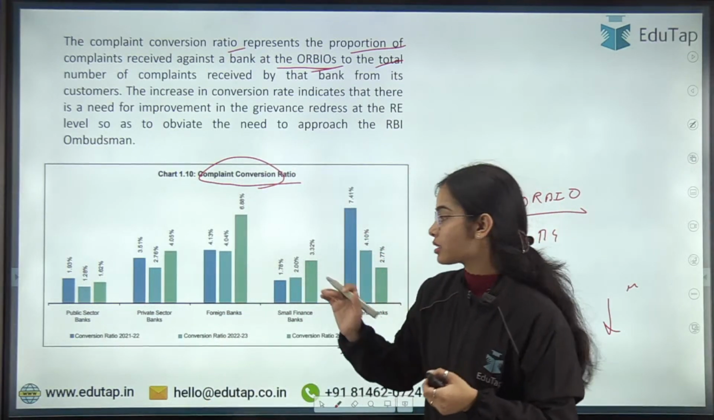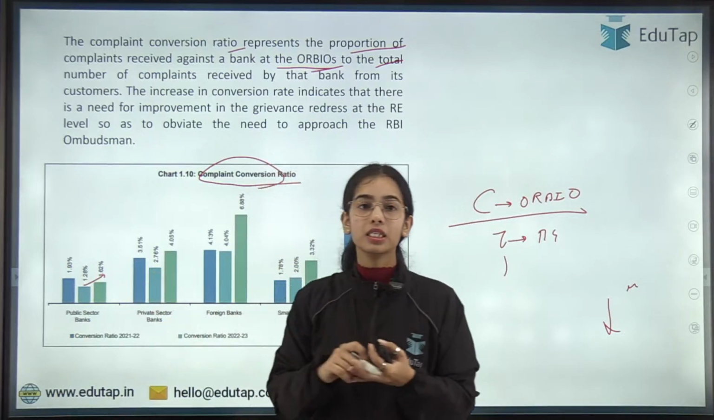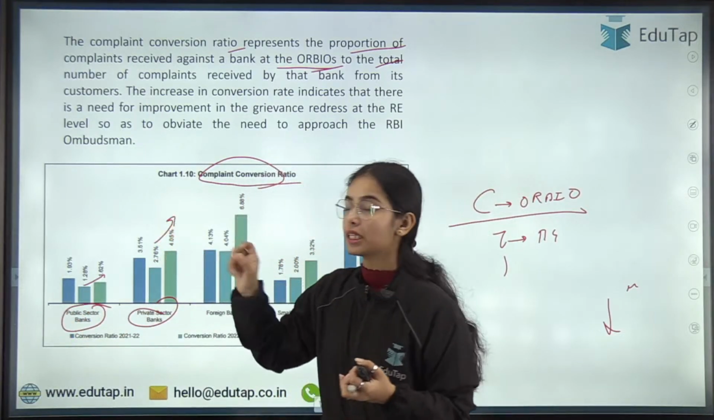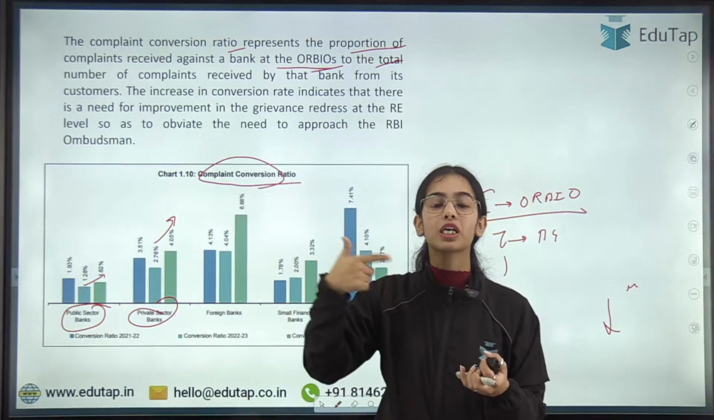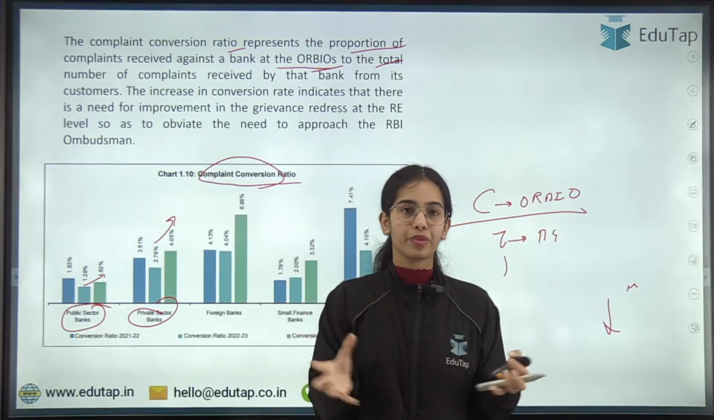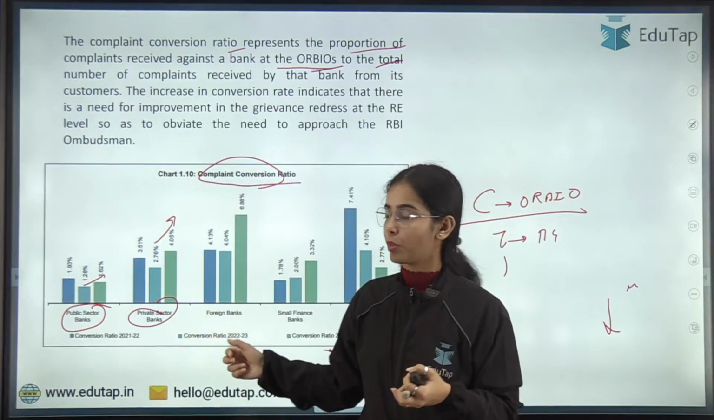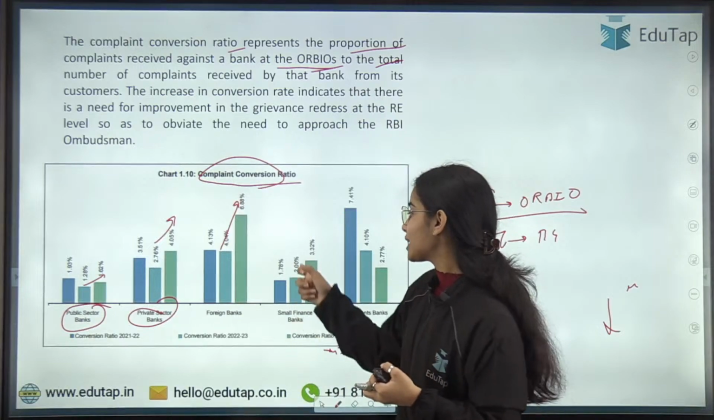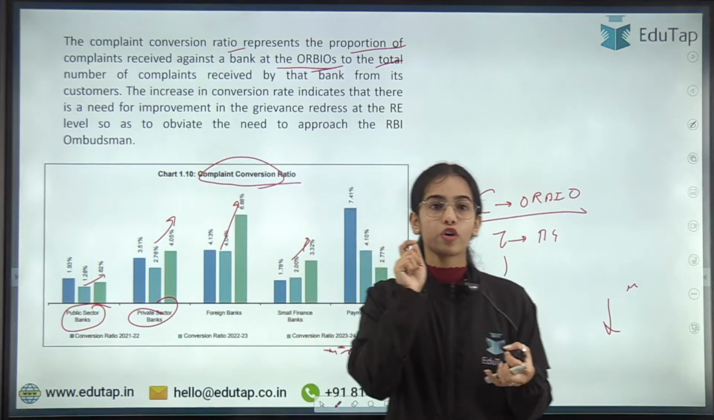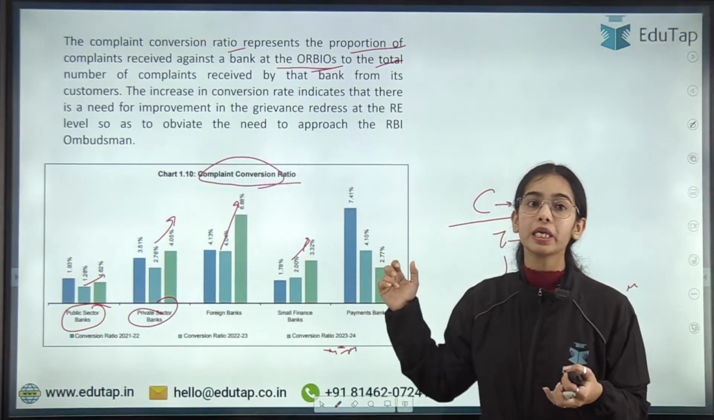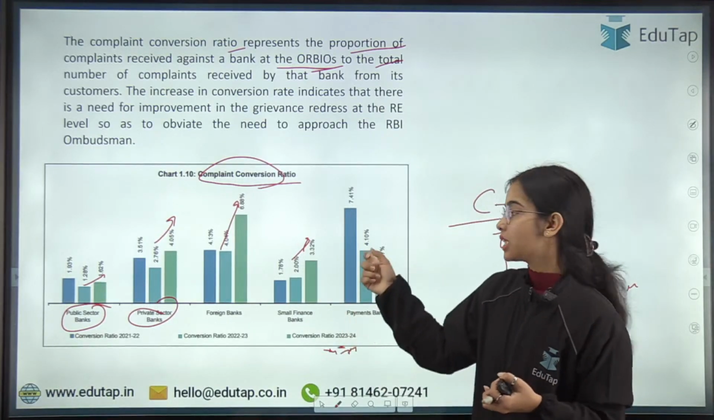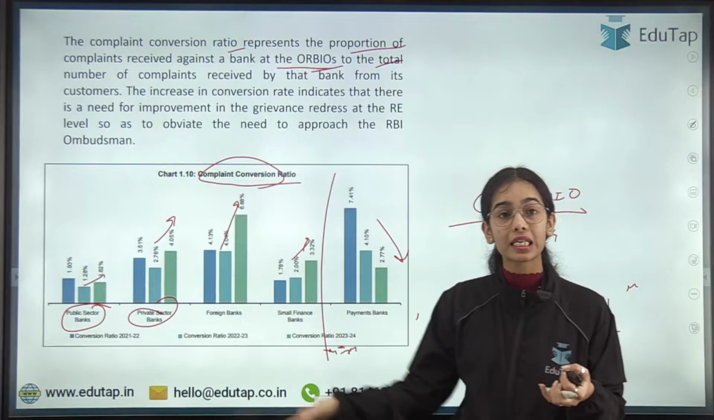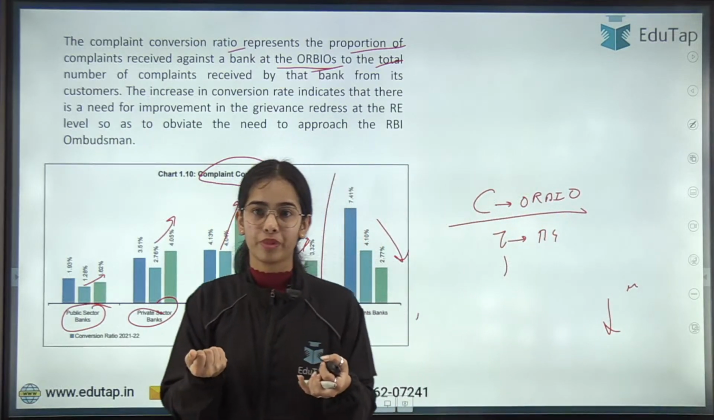And you can see that there is the increase in the complaint conversion ratio for the public sector banks. For the private sector banks, there is the increase in the complaint conversion ratio. That is, more of the complaints are going to the offices out of the total complaint against the bank group. There is a massive increase in the complaint conversion ratio for the foreign banks, and there is the increase in the complaint conversion ratio for the small finance banks. Only in the payment bank case the complaint conversion ratio has actually decreased. But for all the other bank groups, there is an increase in the complaint conversion ratio.